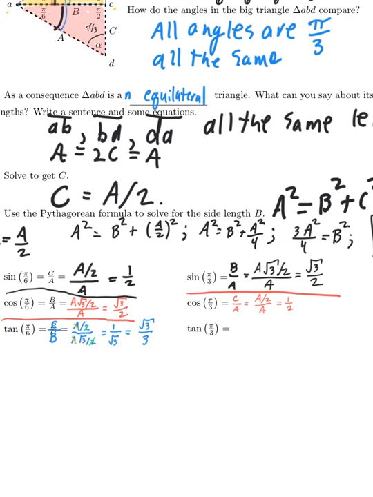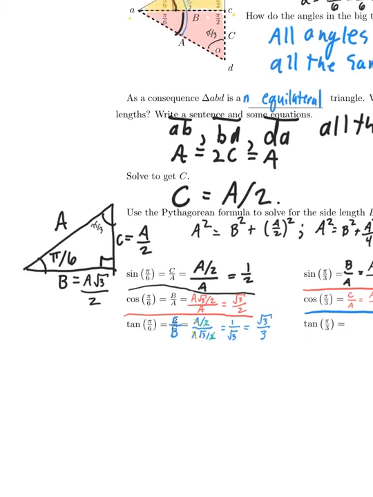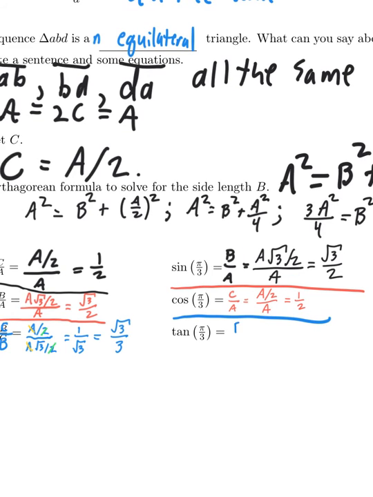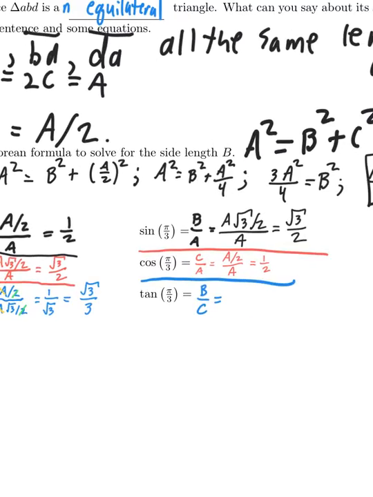Finally, tangent. Tangent, TOA. Tangent of pi over 3. Tangent is opposite over adjacent. So that's b over c, which is equal to b is a root 3 over 2, c is a over 2. And you see that simplifies to just root 3. The a's cancel and the divide by 2's cancel.